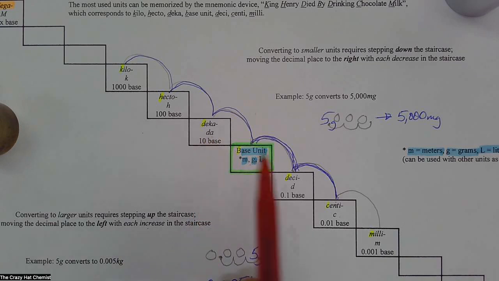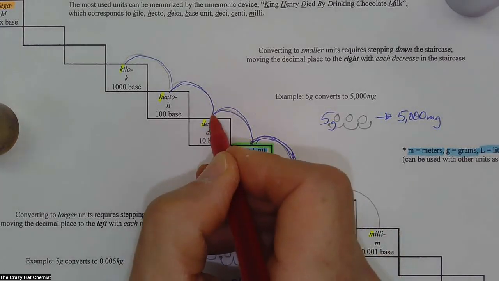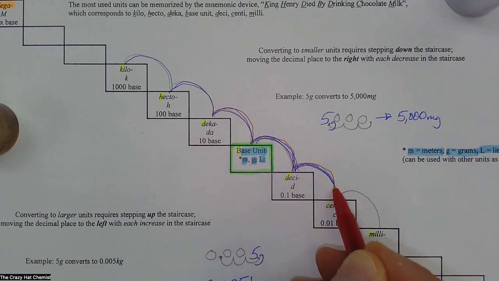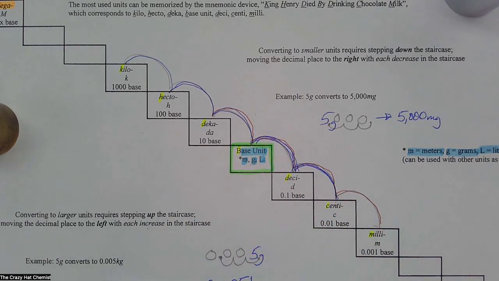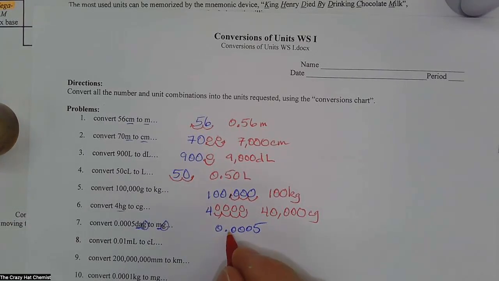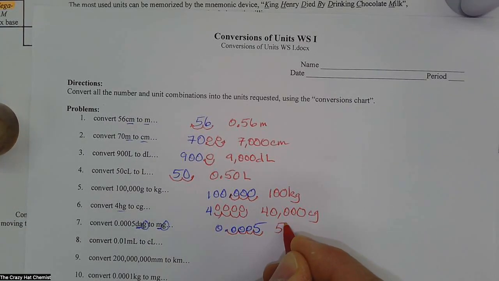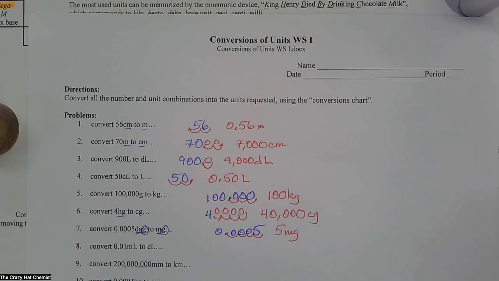Decagrams is right here, and then milligrams is right down here. So deca, we're going to go 1, 2, 3, 4 to the right. So that will be 5 milligrams. Perfect. Awesome. You guys are hanging on, doing very well.